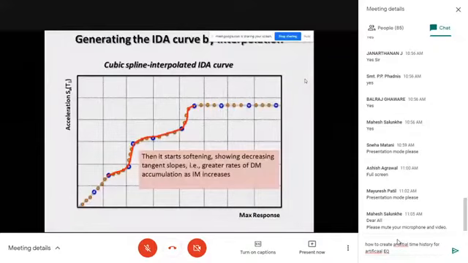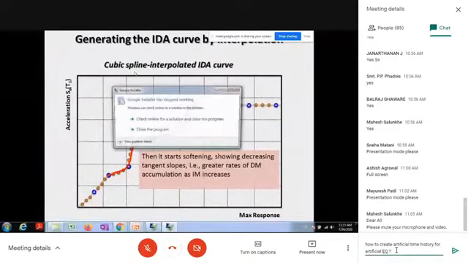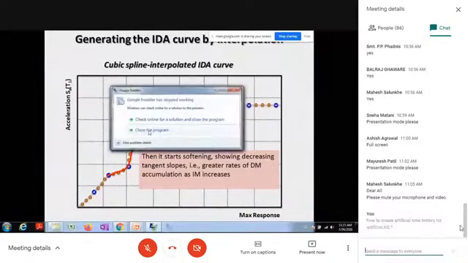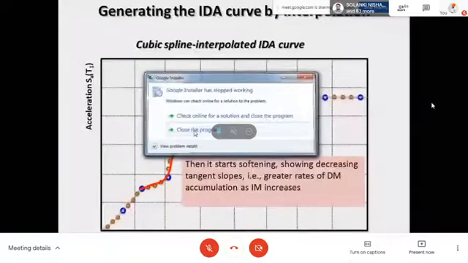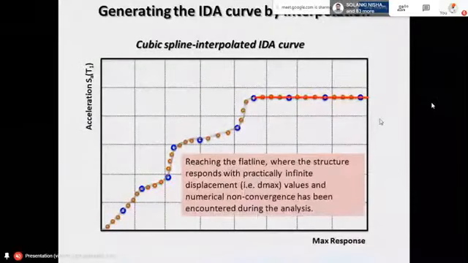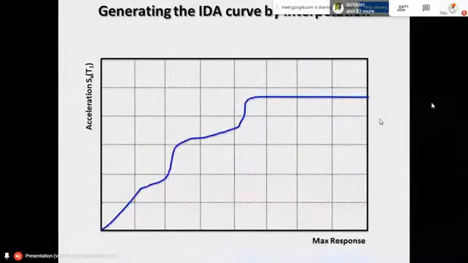In Excel, this particular facility is there. The cubic spline is there. By that, we get a curve like this. So this is from one ground motion.